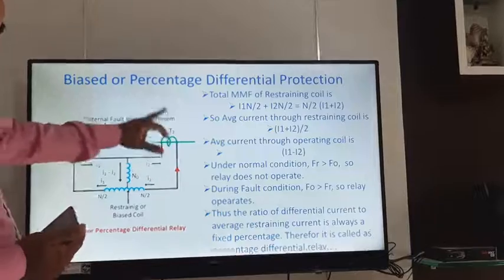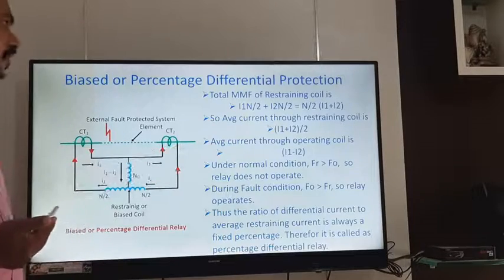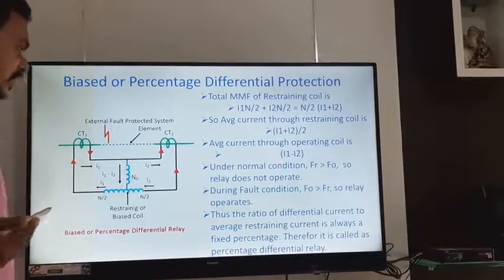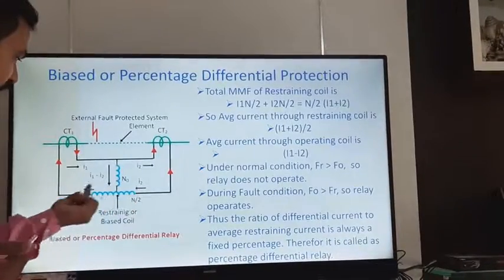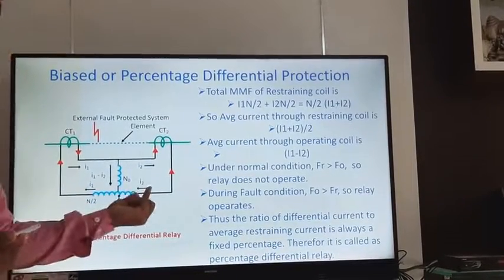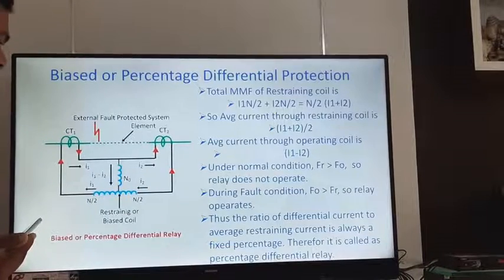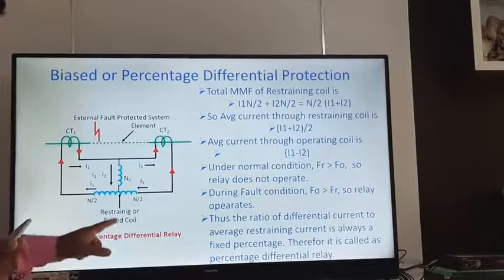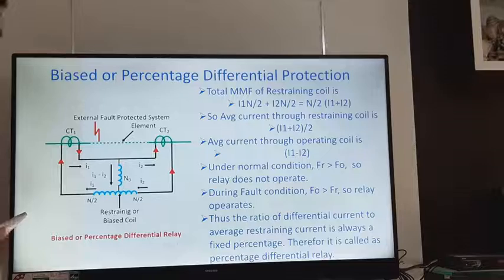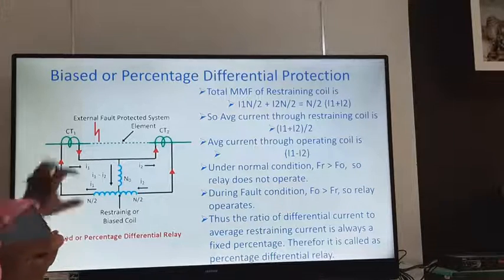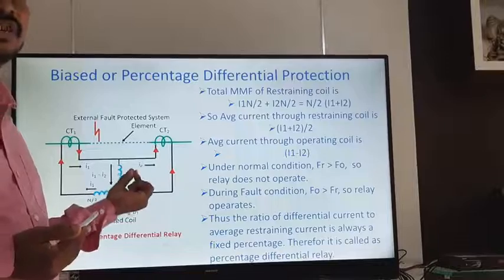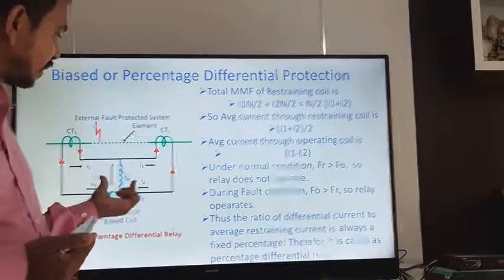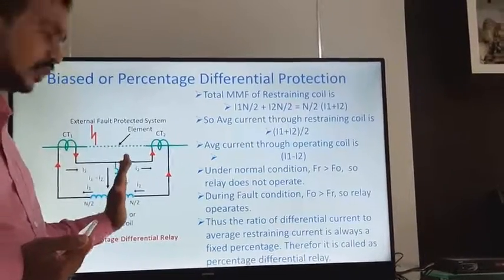Okay, so this is the basic circuit of the percentage differential relay or biased differential relay. This is the normal operating coil of the relay. This is the one extra coil that is connected in the biased percentage differential relay protection. This coil is known as the restraining coil or biased coil. So this operating coil is connected at the midpoint of the restraining coil.